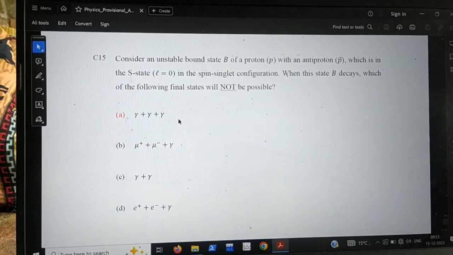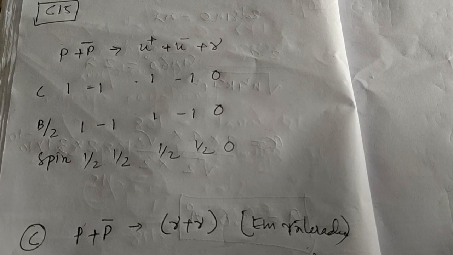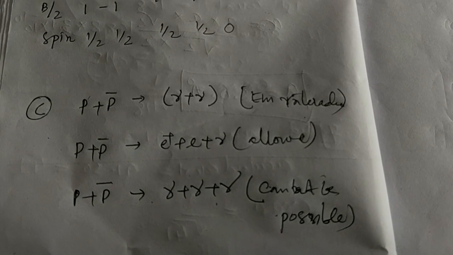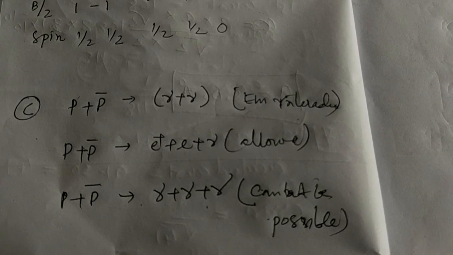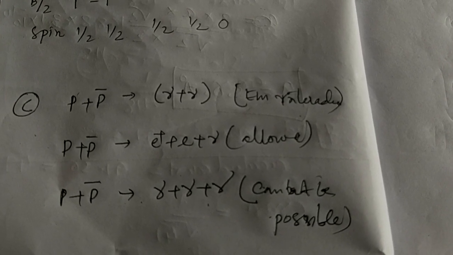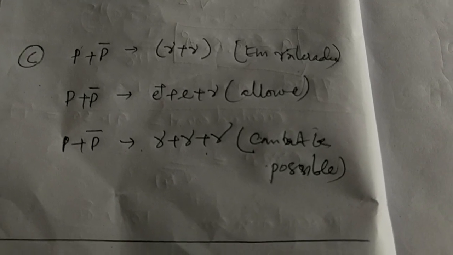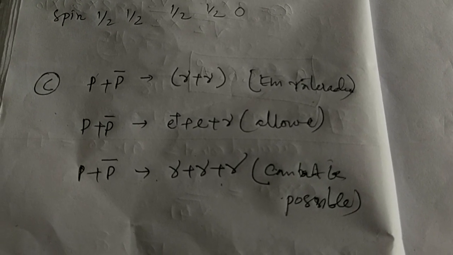This is question 15. Okay, so we just need to apply all the conservation rules: charge, strangeness number, spin. You can see that option C is possible by electromagnetic interaction, and D is also allowed, but the last one, option A, is not allowed and cannot be possible, of course, because of the conservation rules.